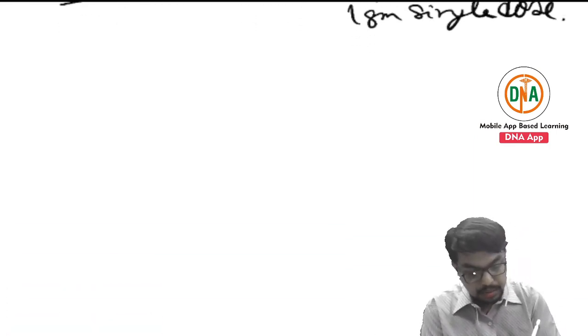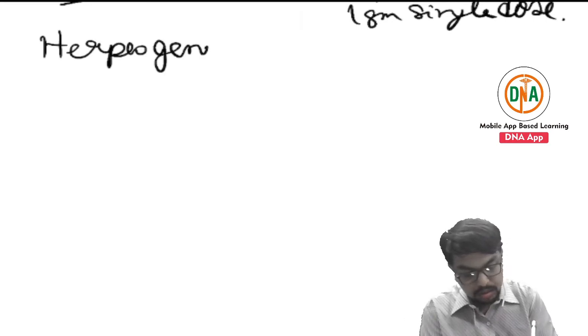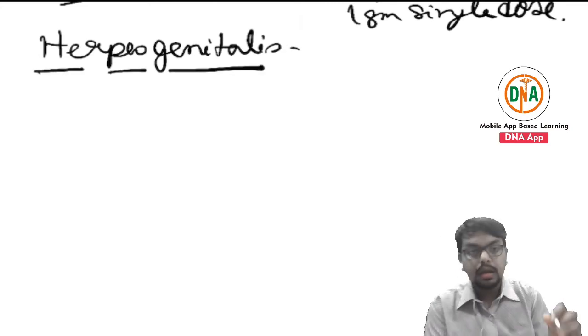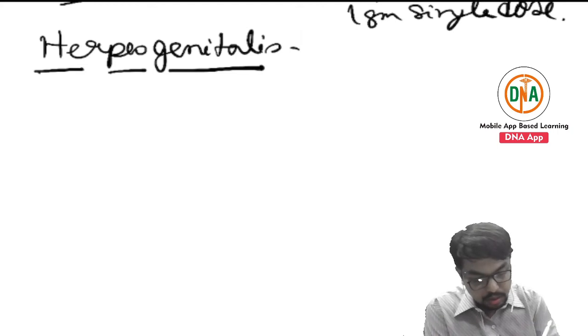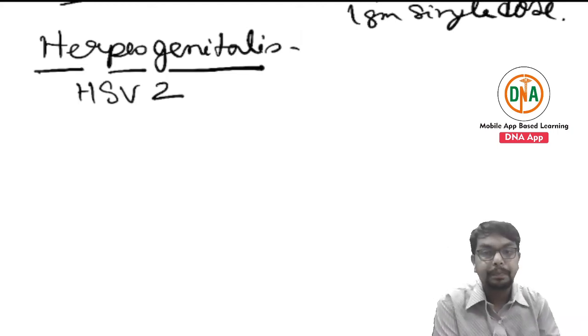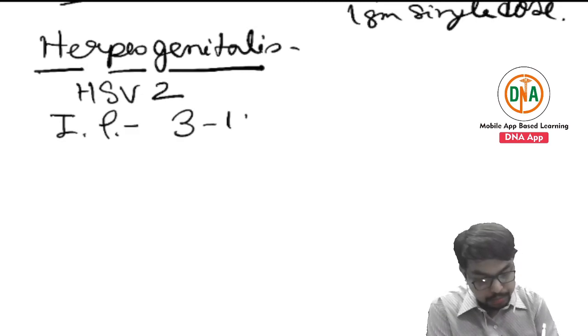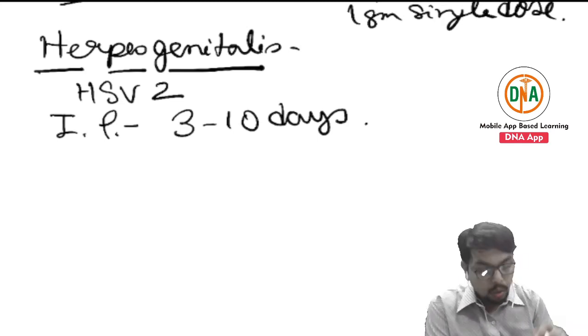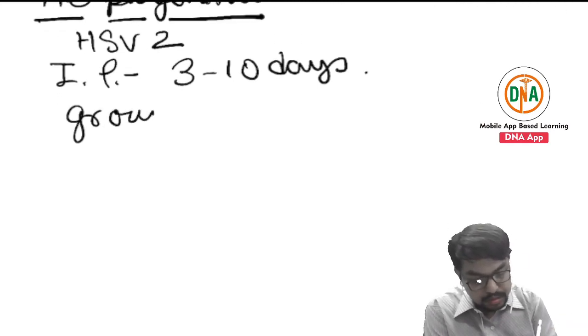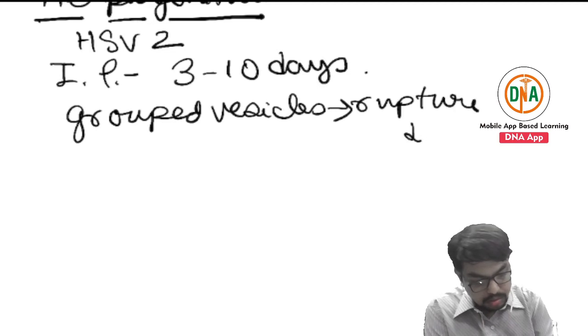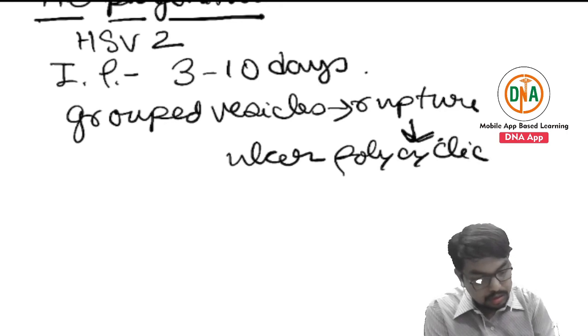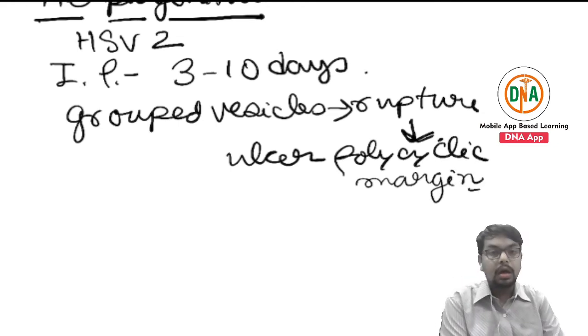Next, what we will discuss, the important one, is herpes genitalis. We have already learned this in the viral infections part. The causative organism is herpes simplex virus 2. What is the incubation period? The incubation period is 3 to 10 days. What are the primary lesions? There are grouped vesicles that rupture to produce ulcer which has a polycyclic margin due to coalescence of the ruptured vesicles.